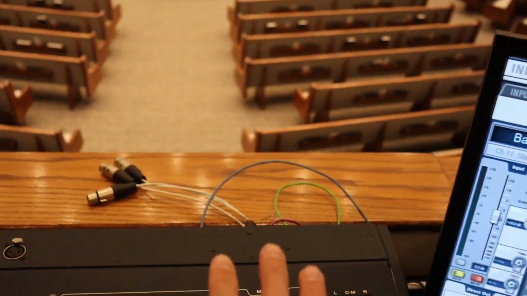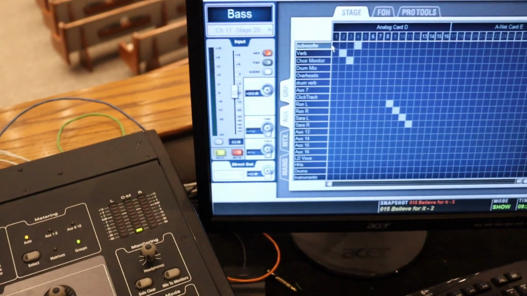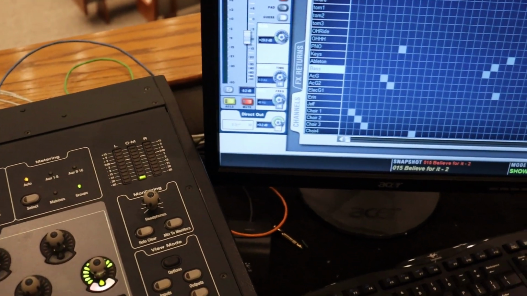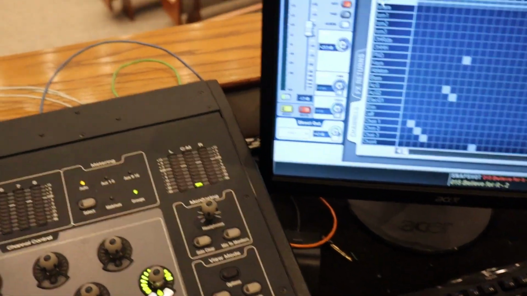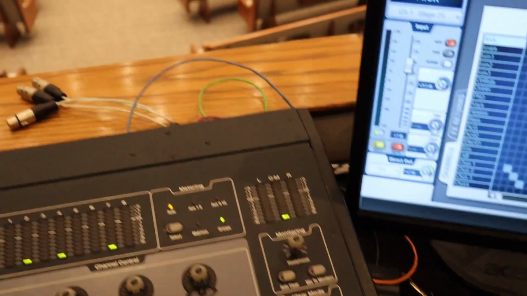And again, this side of the board is output. This side of the board is input. So when I go to inputs over here, input 1 is kick, right? It's channel 1, but it's staged on the stage. It's input 25 across the stage.